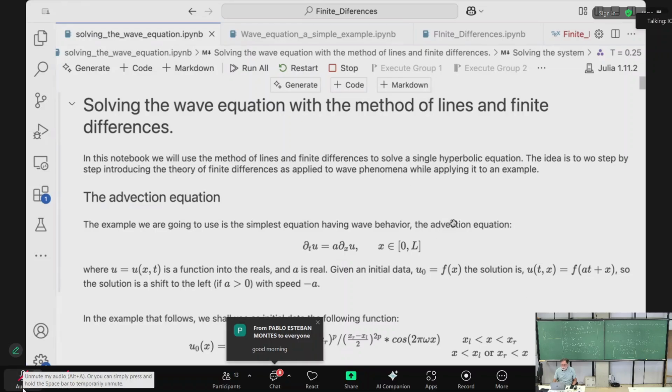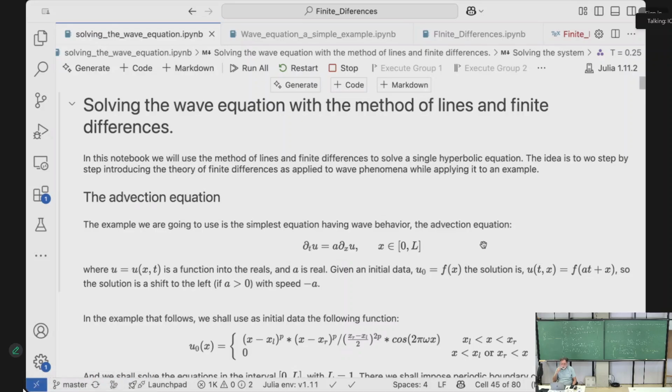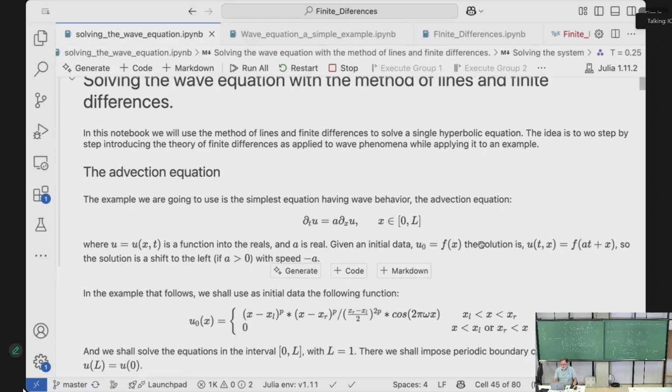So we want to solve the wave equation using the method of lines and finite difference. The method of lines is simply that you first discretize in space, and so you get a system which is continuous in time and discrete in space. You analyze that system, and then at the end, if the system has good properties, then you discretize in time using the ordinary differential equations method that we saw before, namely Runge-Kutta. So we'll start. So we want to solve this equation here.